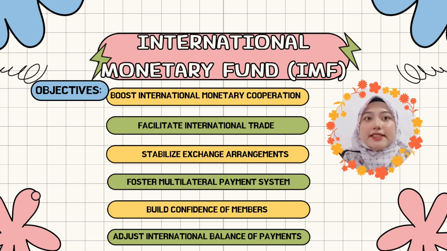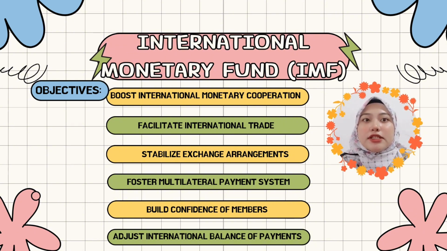So, what exactly does the IMF aim to achieve? Its objectives are multifaceted, all geared towards promoting global monetary stability and cooperation. One primary objective is to boost international monetary cooperation. This involves providing a forum for consultation and collaboration on international monetary problems.